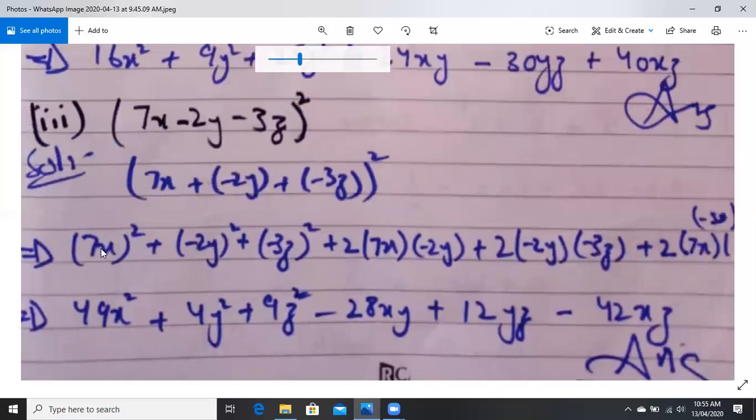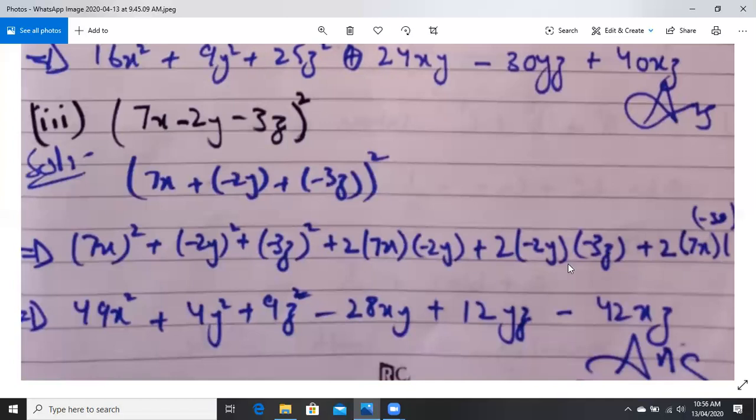Now we have to put in the values where a is 7x, b is minus 2y, and c is minus 3z. So 7x, which is a, plus the bracket of b square, so b is minus 2y whole square, and the value of c is minus 3z whole square. Here c square plus 2ab. So in the formula, the value of a is 7x and b is minus 2y, plus 2bc. So in the formula, minus 2y is b and minus 3z is c, and then 2ca.